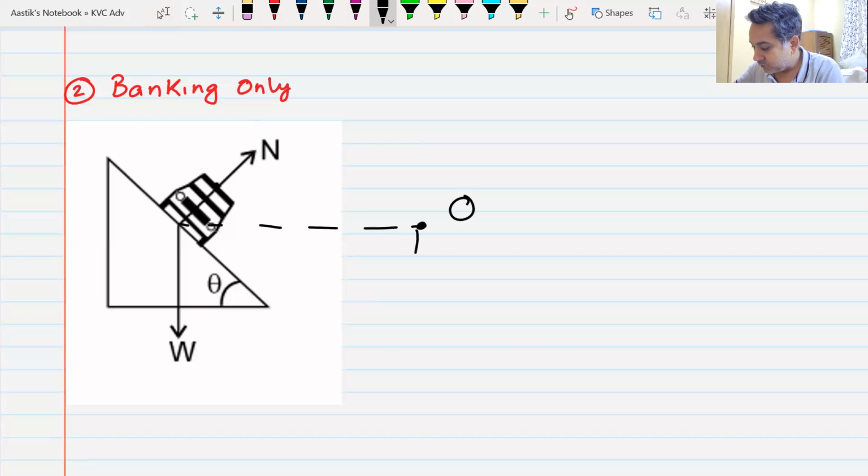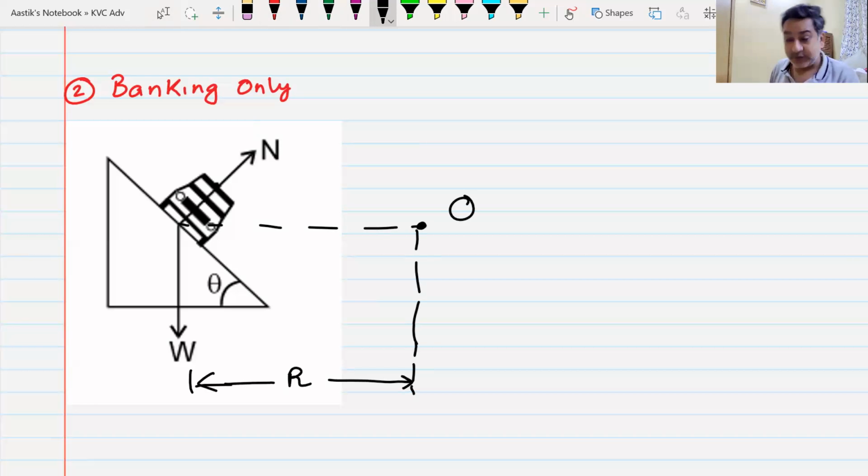On this circle it is turning and the radius of this circle is R. What are the equations that you can make here? I'll give you 1 minute.